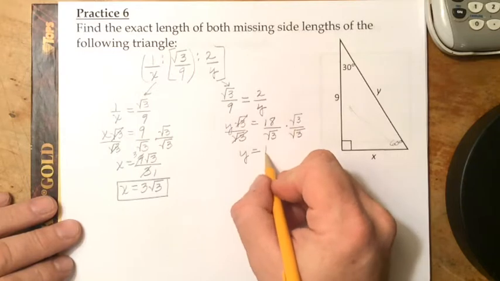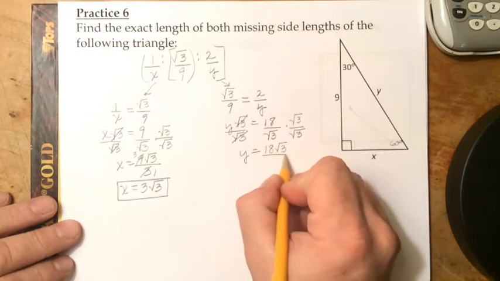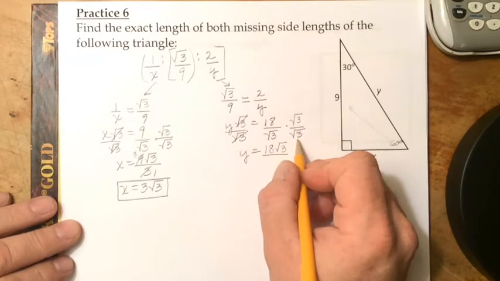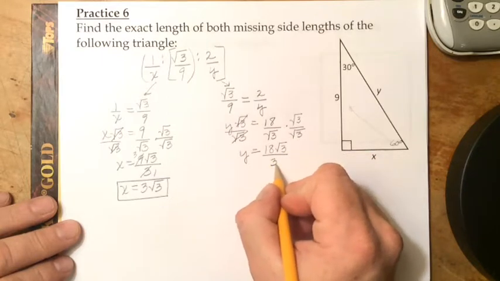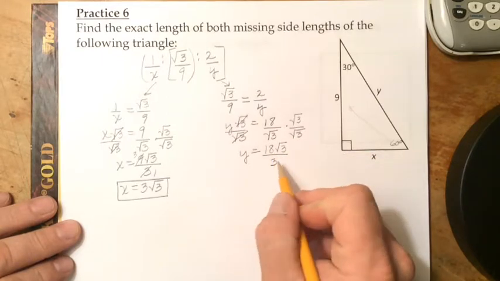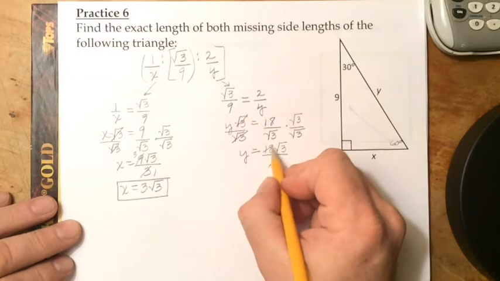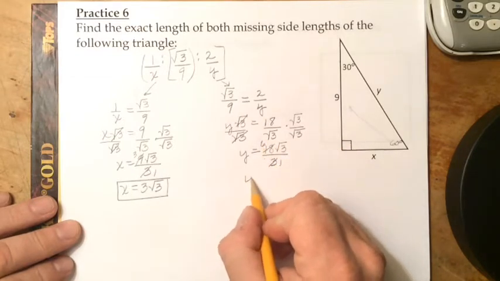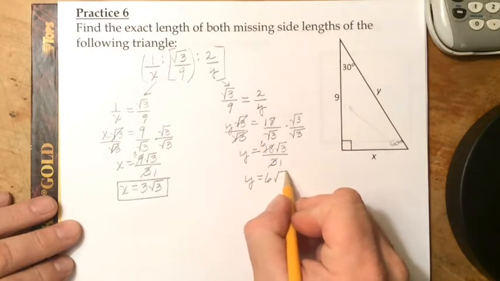18 times square root of 3 is 18 root 3. Square root of 3 times square root of 3 is square root of 9, and the square root of 9 is simply 3. 18 thirds reduces by 3. 3 goes into 3 once, 3 goes into 9 6 times, and so y is equal to 6 root 3.